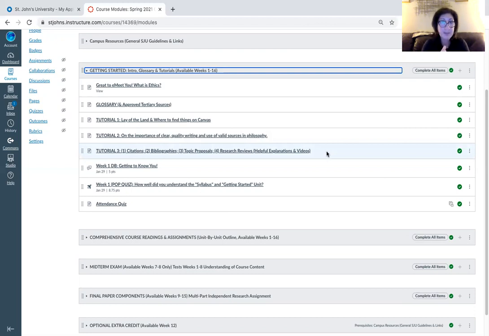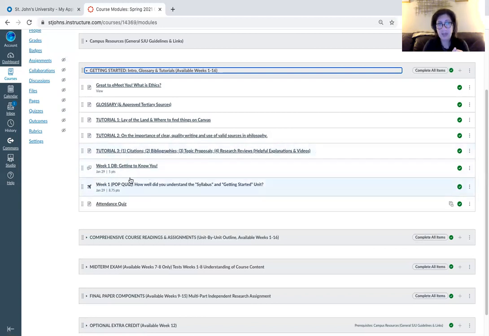Anyway, the point is, it's just as important to have clear, quality writing and use valid sources as points of reference as it is to have the citations to those sources and the bibliography to back up the information you're providing in the paper. Now, how to do the citations, the bibliographies, the topic proposals, and the research reviews are all in tutorial number 3.